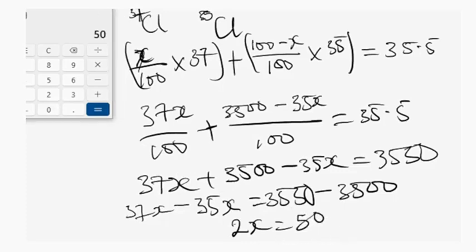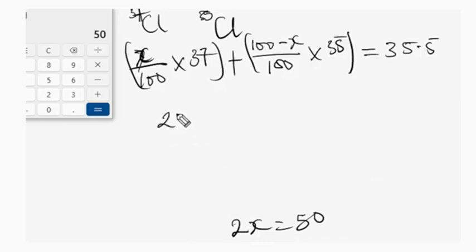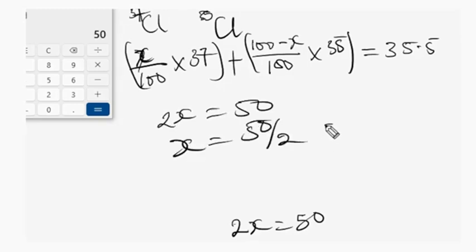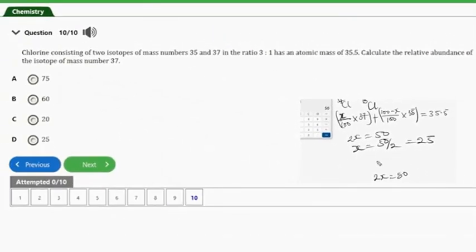So guys, let's go ahead and wipe here. If 2x is equal to 50, then x is equal to 50 over 2, and that's 25. So the relative abundance of chlorine 37 is 25%. So guys, that's the answer to this question, and that's option D.